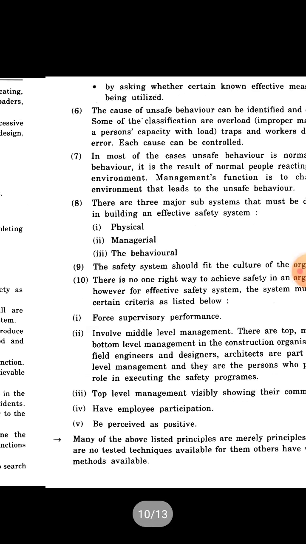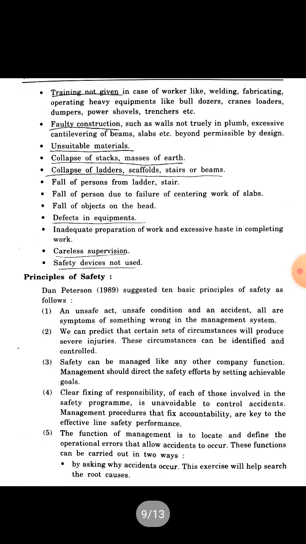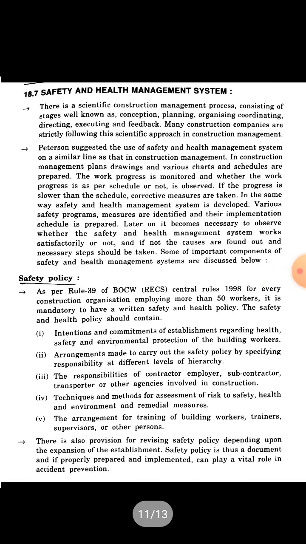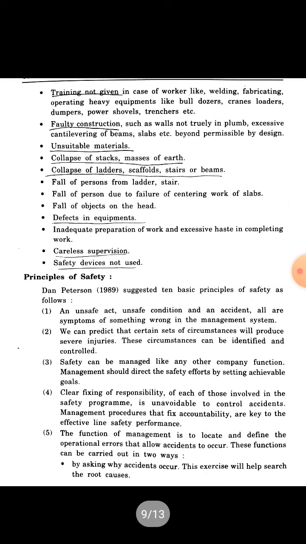Now next is the principles of safety. Dan Petersen in 1989 suggested 10 basic principles of safety. The first one is that an unsafe act, an unsafe condition, and an accident are all symptoms of something wrong in the management system.